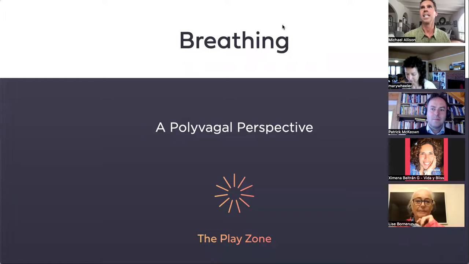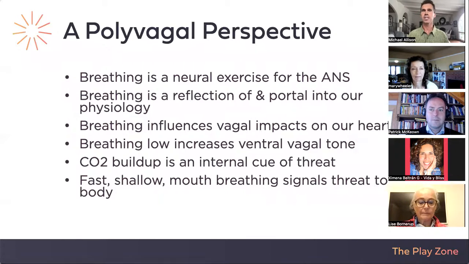This is my polyvagal perspective on breathing, and then we'll get into the specifics of oxygen advantage stuff. Breathing is really a neural exercise for the autonomic nervous system. In other words, we can deliberately challenge our autonomic nervous system through different breathing patterns, through changing the rate and the ratio of our in-breath and out-breath, through doing breath holds, through nasal breathing, particularly during exercise. Those can literally become neural exercises that can help build a resilient nervous system.